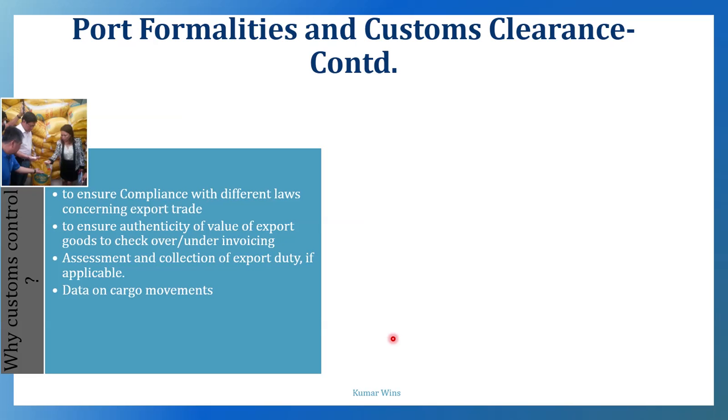Then the third objective is assessment and collection of export duty, because it generates some income for the government. So if there is an export duty applicable on the export which you are undertaking, there will be assessment and collection of export duty, and it can be done based on the customs clearance activities. And the last one is the data on cargo movements. So they keep compiling the data on cargo movements, right?